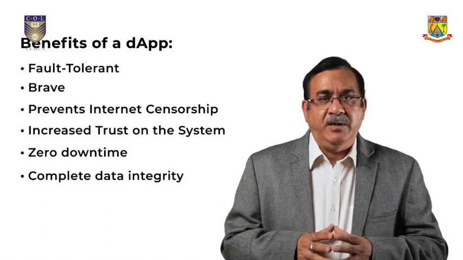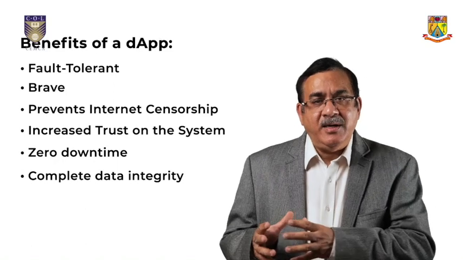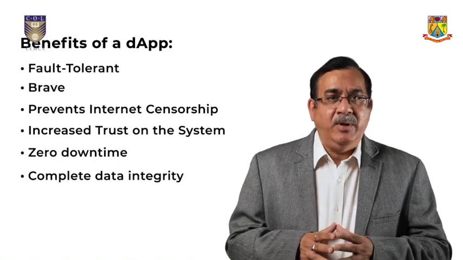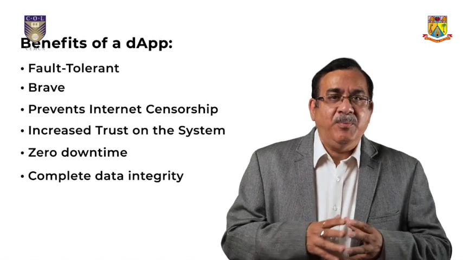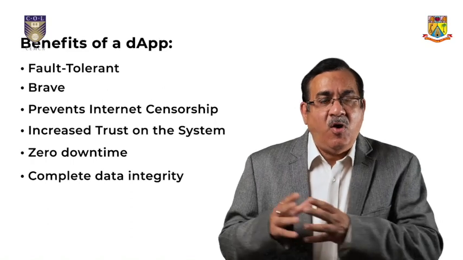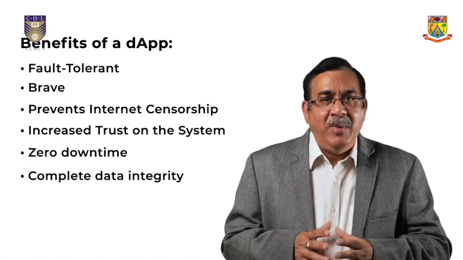Complete data integrity. Data stored on the blockchain is immutable and indisputable, thanks to the cryptographic primitives. Malicious actors cannot forge transactions or other data that has already been made public.